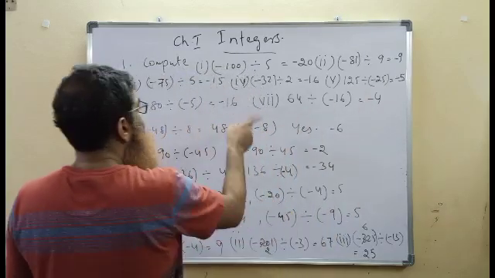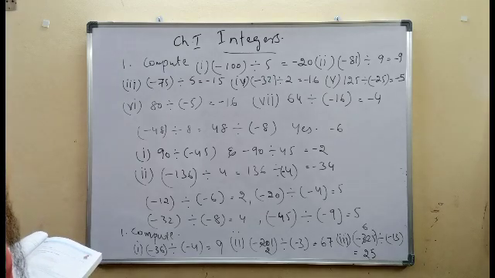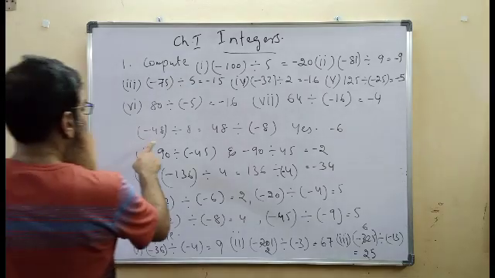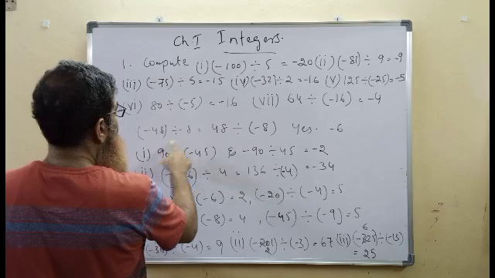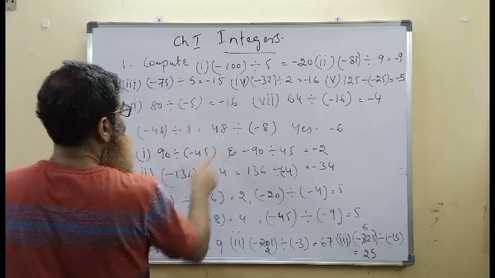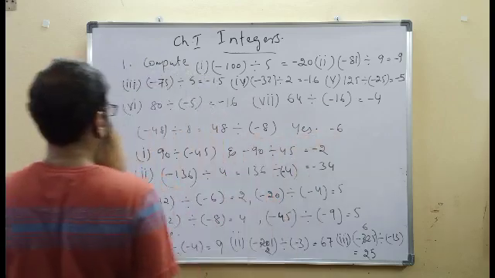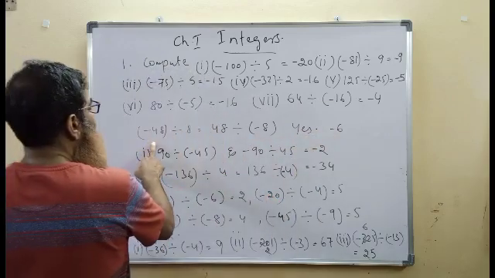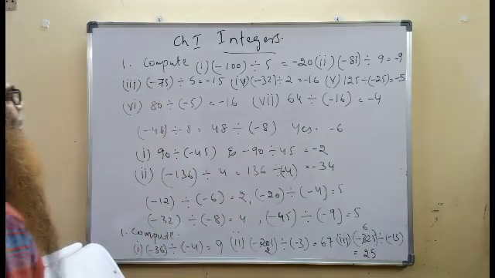In all these 7 cases you observe that one negative integer is involved in the operation, so the resultant is also a negative integer. Then minus 48 divided by 8 is equal to 48 divided by minus 8, which is equal to minus 6. Similarly, one negative integer is involved, so the resultant will also be a negative integer.